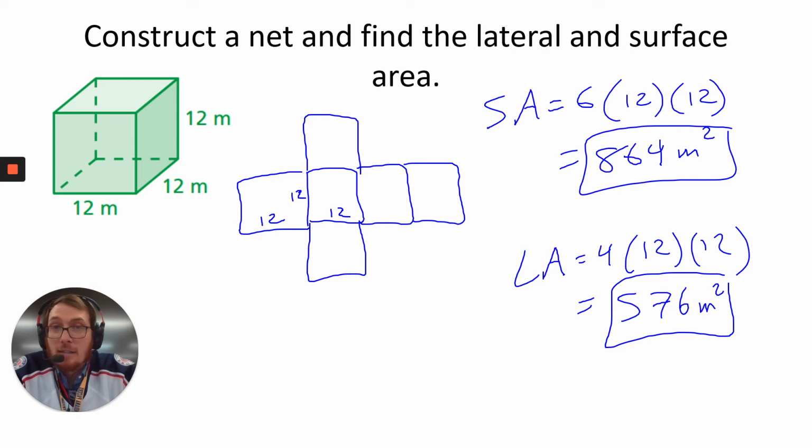So you could do the same idea as the rectangular prism. It might save a little bit of time by just doing 6 times the area of one of the sides, though, for something like a cube.